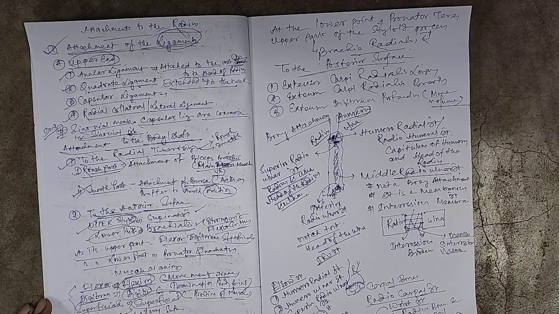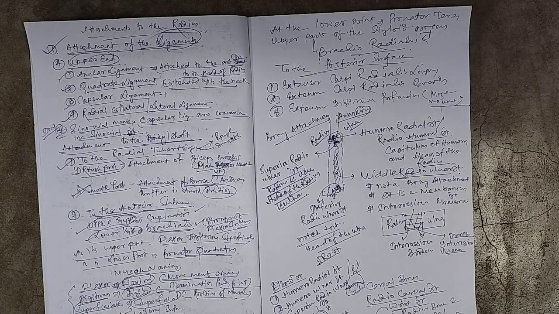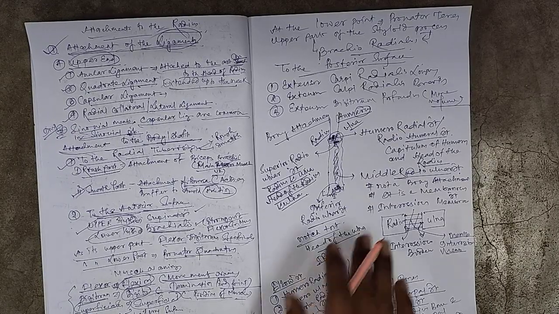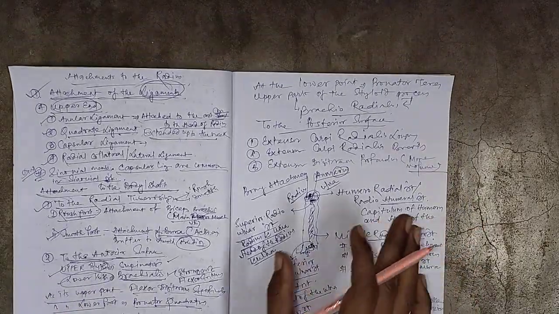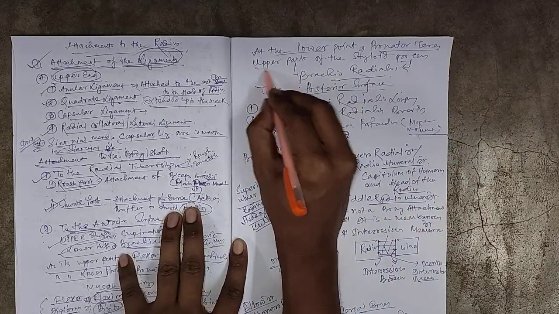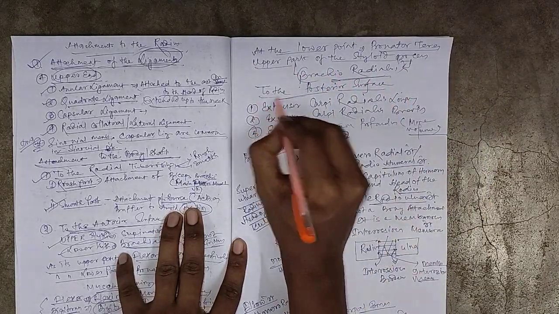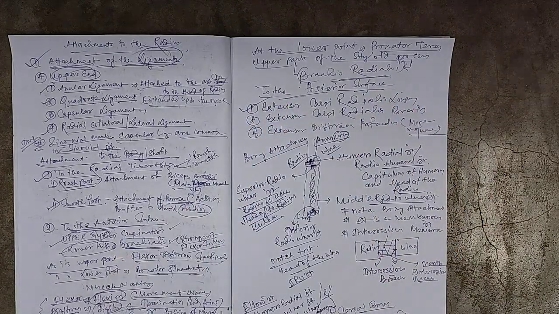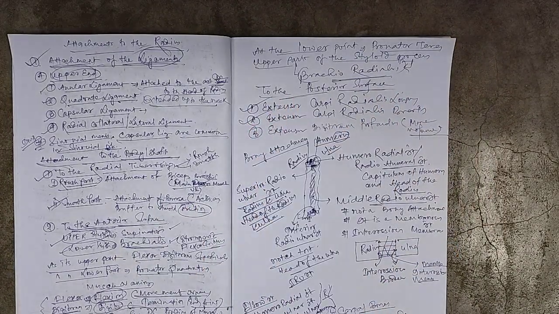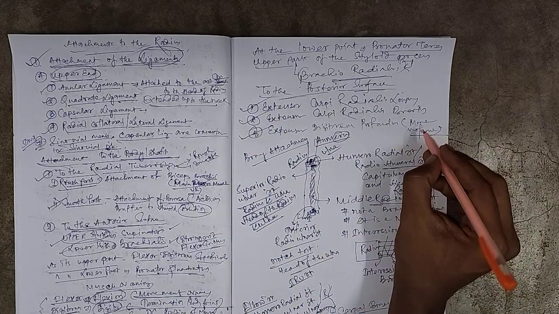Now attachment to the lateral surface. Number one is extensor carpi radialis longus and extensor carpi radialis brevis. Longus is the longer muscle, and brevis is comparatively smaller than the longus. At the lower point there is pronator teres, and the upper part of the styloid process has brachioradialis. Now to the posterior surface: number one extensor carpi radialis longus, number two extensor carpi radialis brevis, number three extensor digitorum profundus. Profundus means more volume.